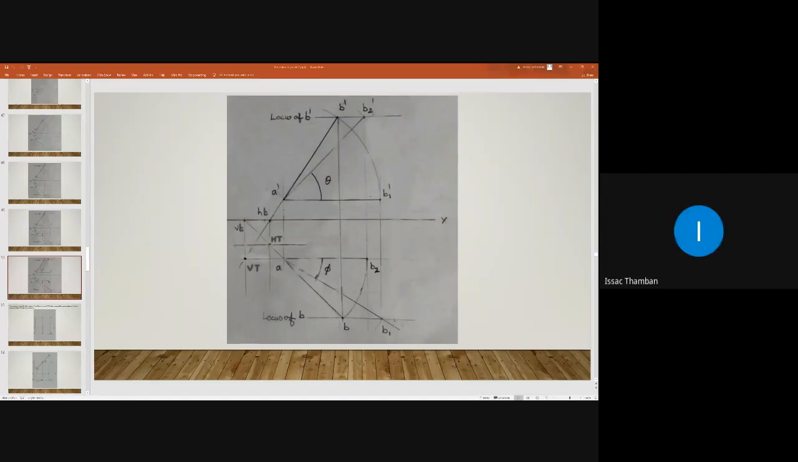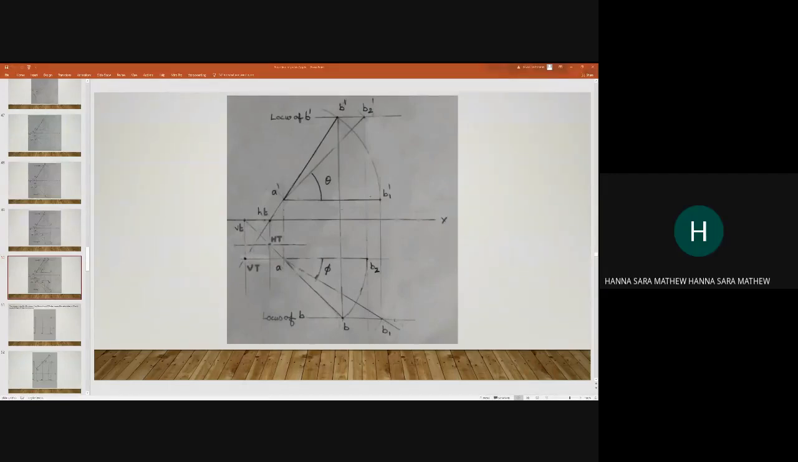Sri Lakshmi, what is the value of theta? 46. Misaj, what is the value of theta? 48 degree. Khanna, what is the value of theta?